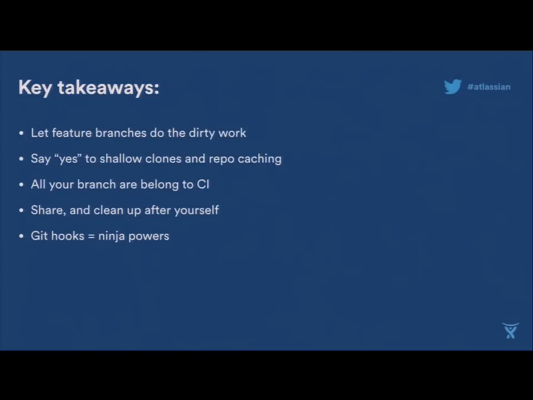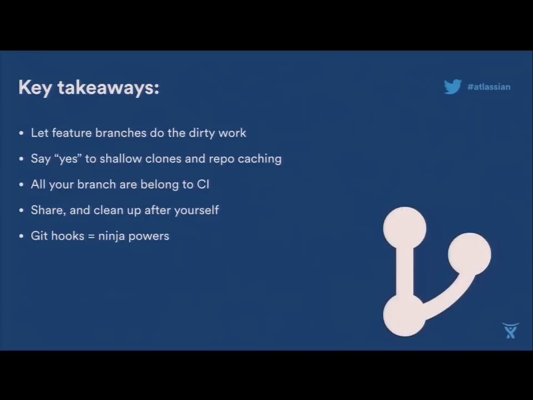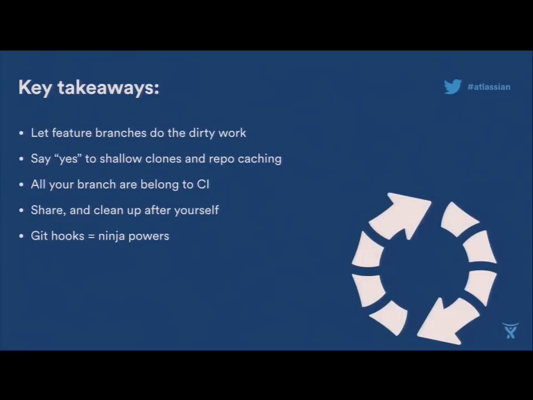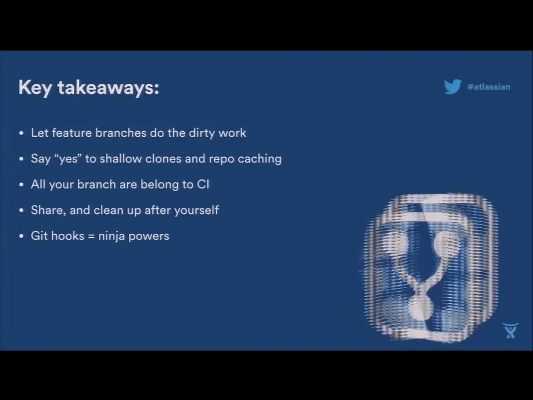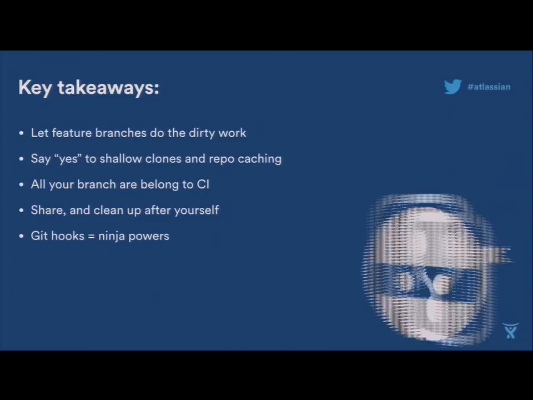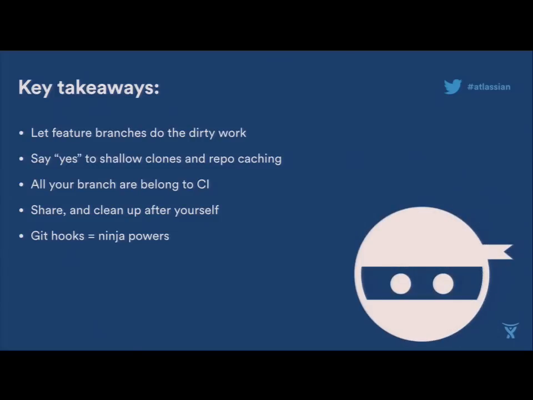Key takeaways I want you to go away with. Definitely let your feature branches do the dirty work for you. Keep that dirty code off master. Employ shallow clones and repo caching whenever possible. Please, please, please get CI running on all your dev branches. You'll thank me, and thank yourself, more likely. That one I didn't cover, sorry. We didn't have time. And then do take advantage of Git hooks as well. They give your repository sort of ninja protection powers, and they're really cool.